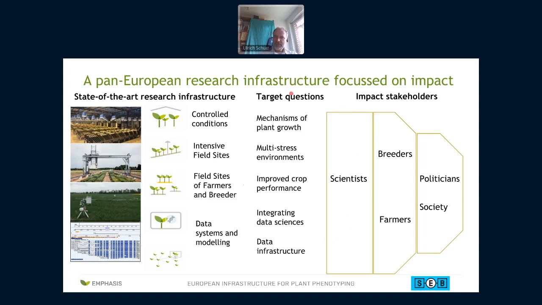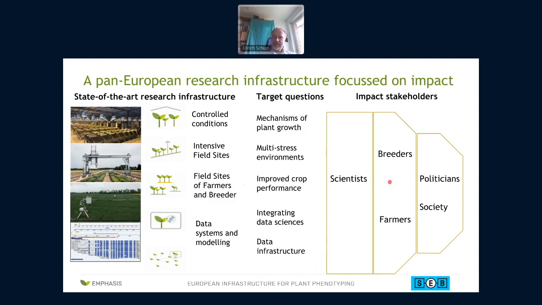The target questions on different levels are different. On the one hand, it's mechanisms of plant growth, for example, at the level of controlled environments. It's also multi-stress environments. If you go to intensive field sites, it addresses aspects of improved crop performance in the fields and how they actually develop over the entire vegetation period, or longer if you go to perennials. And then it's about integration of data science and also providing the respective data infrastructures.